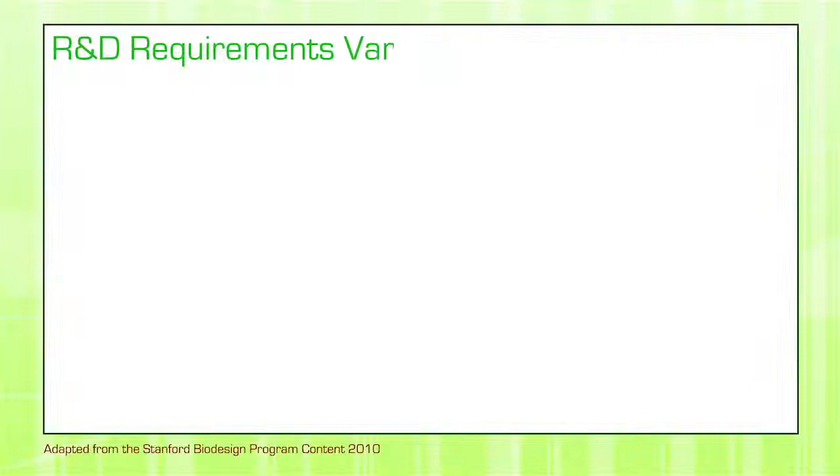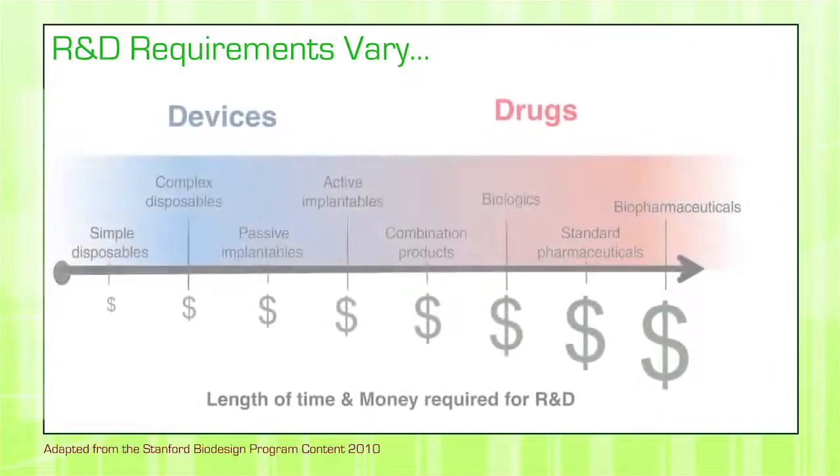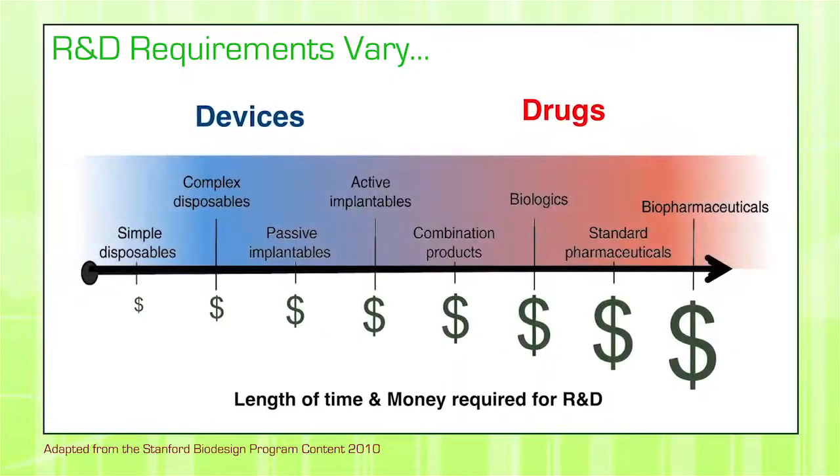If we move on to the length of time and money required for all R&D phases, you can see that it also changes if it's a device or a drug or some combination thing within. As such, simple disposables, complex disposables, and passive implantables are way cheaper to develop in terms of R&D plans than biopharmaceuticals or other pharmaceuticals. So if we think about the time and money that are going to be required for you to spend in your R&D phase, it's wise to think about devices that are very simple, but also to lay out your plan in such a way that you avoid costly activities along the way.